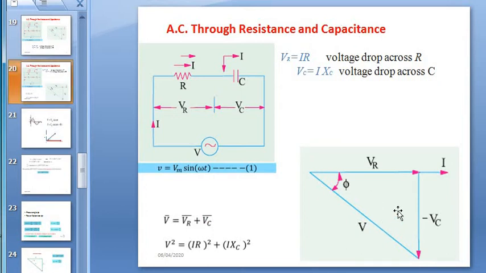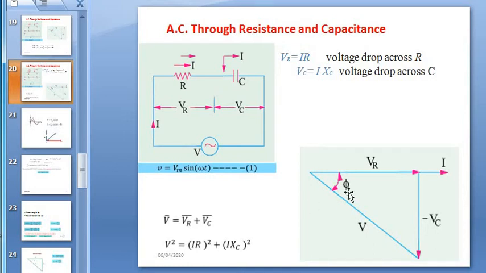From this voltage triangle, vector addition of VR and Vc gives the total voltage V, or mathematically V square is equal to VR square plus Vc square, where VR is equal to IR and Vc is equal to I into Xc. We will be using this equation later on.